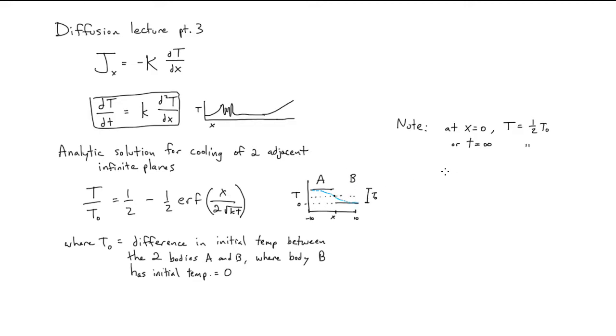And let's try this at x. Let's say x is infinity now, so we're really far away from this boundary. Error function of a really large number is 1. So we have 1/2 minus 1/2. We have 0 over here. So T will be 0. In other words, T will be the initial temperature of body B.